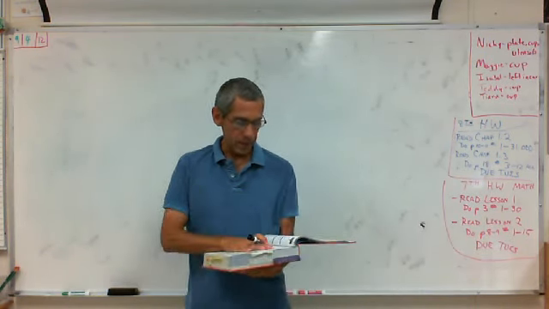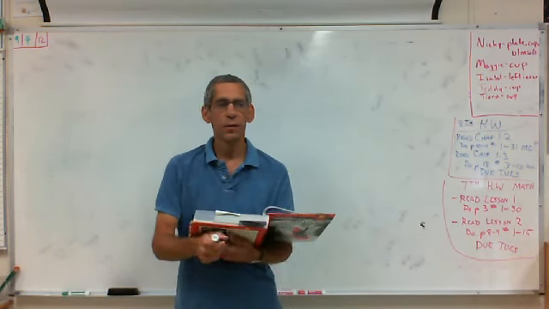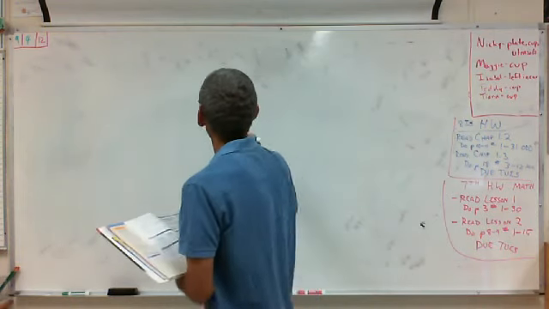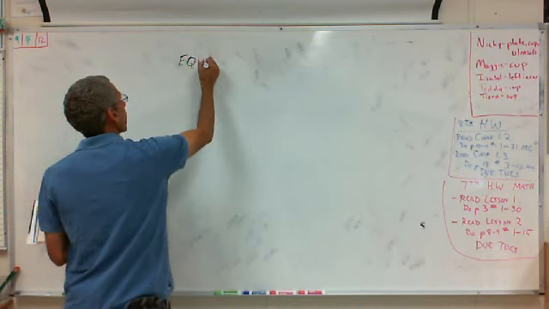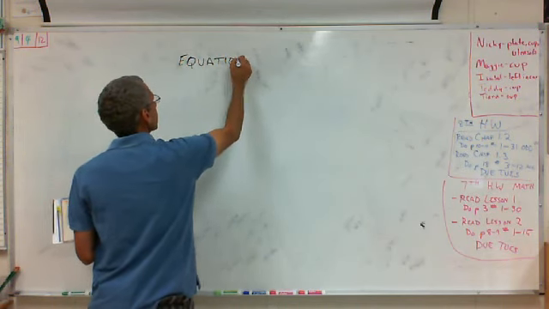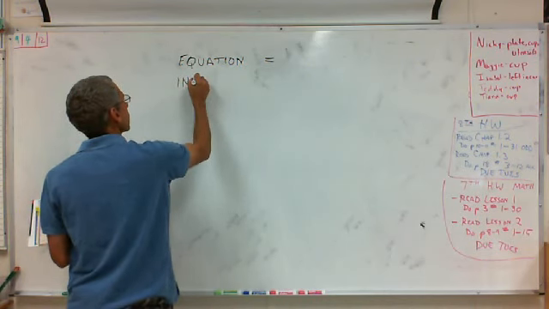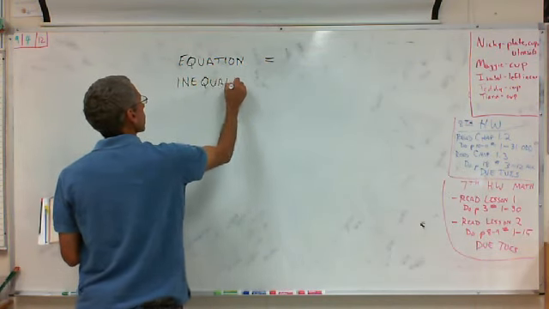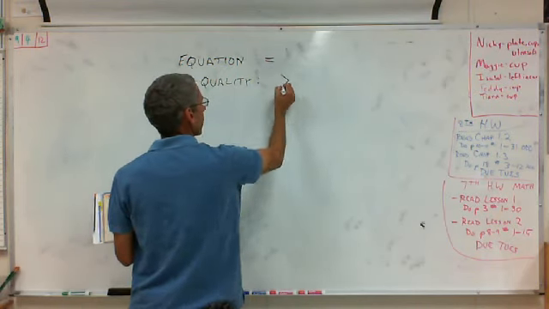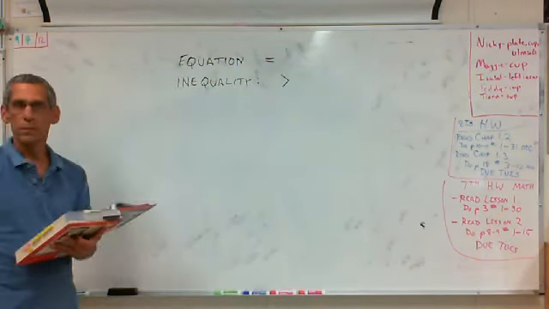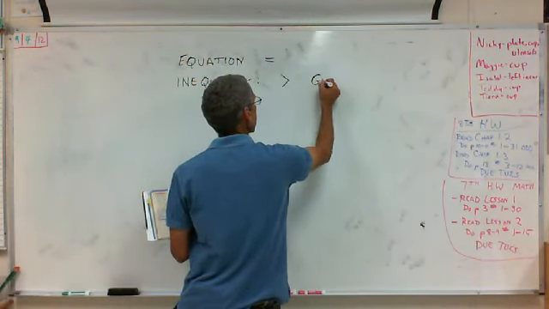So in chapter 1.4, it's talking about writing equations and inequalities. First of all, just to remind you guys, an equation always has what in it? Right, an equation has an equal sign. An inequality is going to say, what does that sign mean? Greater than, right? That's greater than.